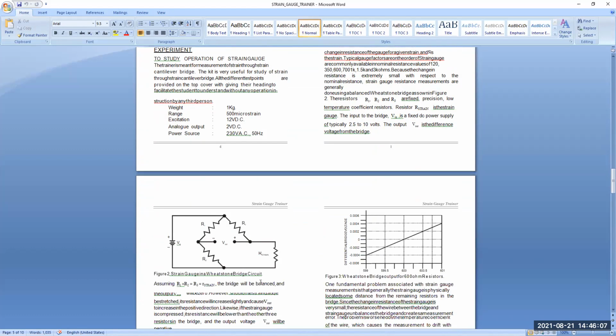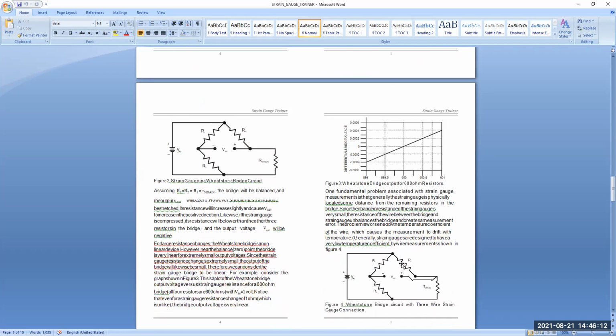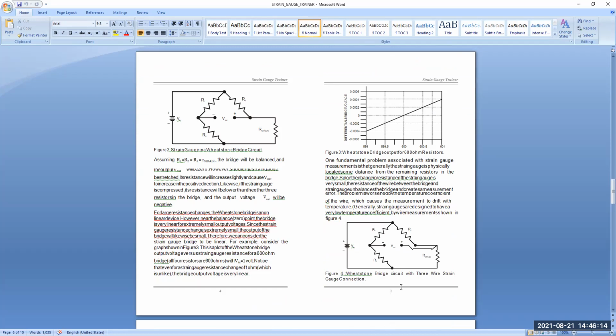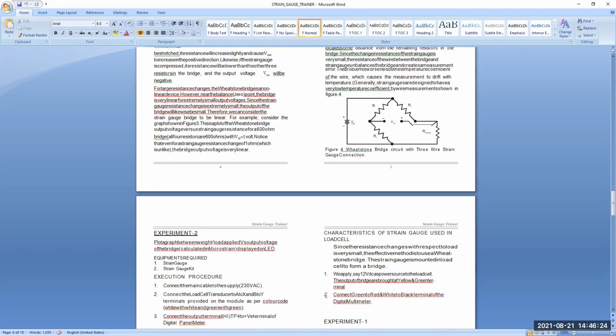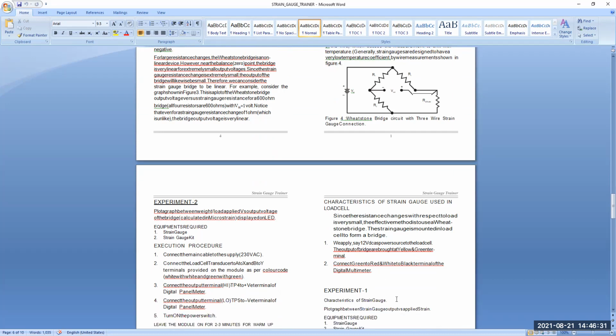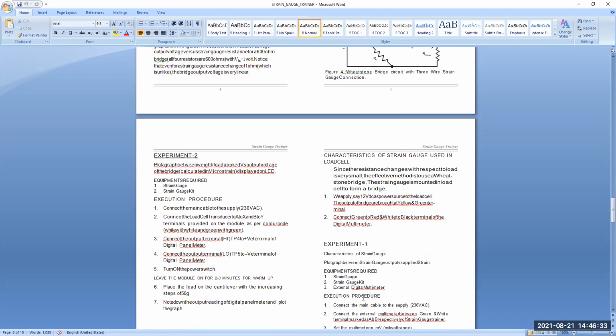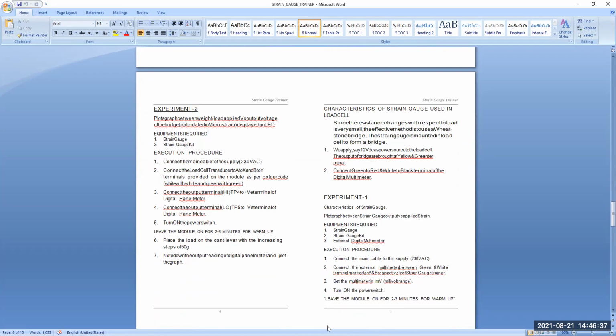It is a strain gauge Wheatstone bridge, and there is a chart for plotting the objective. Experiment 2 is the characteristic of strain gauge used in a load cell. The procedures are given. In the experiment, you connect the mains link. The load cell is a strain gauge. There is nothing much to explain for that.